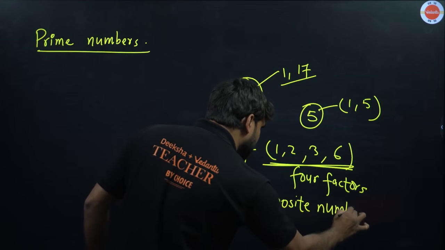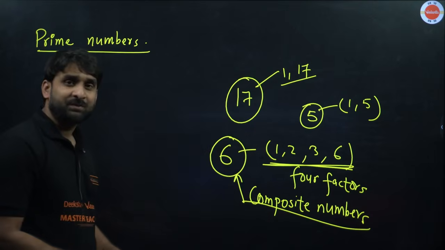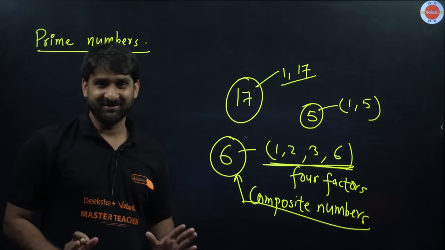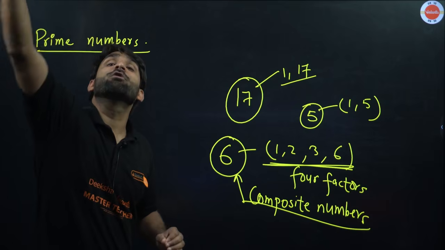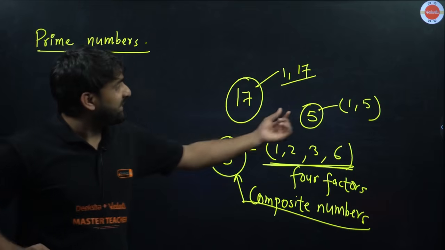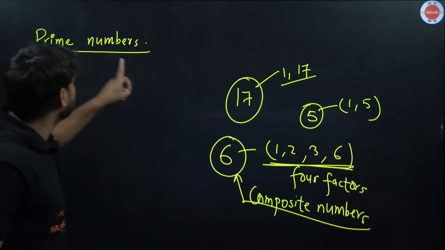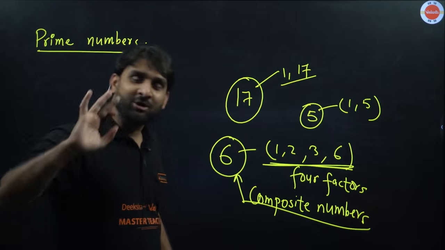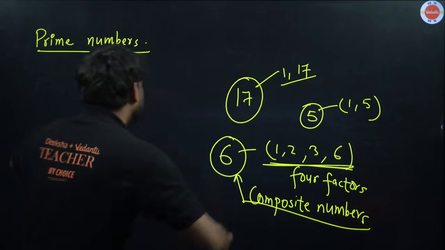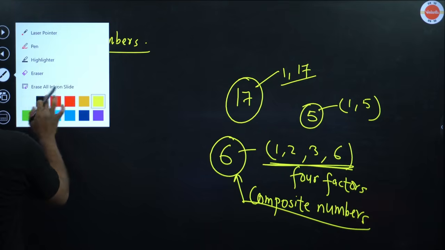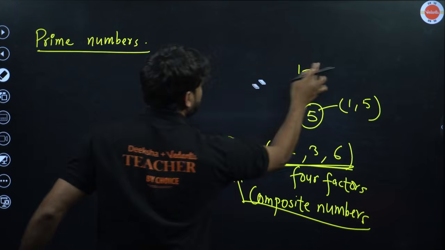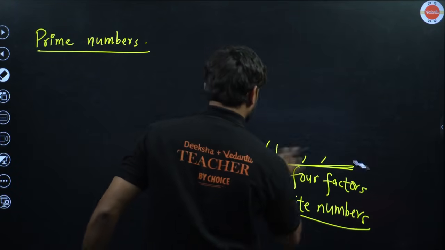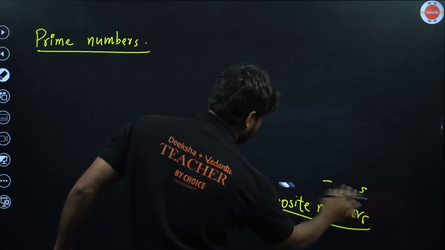The numbers which are having factors other than 1 and itself, it means three or more factors will be there. But if the numbers are having only 2 factors, the numbers are called prime numbers. I hope this is clear to you all. So let me write the definition for you, my dear champion. I hope this concept is clear to you.